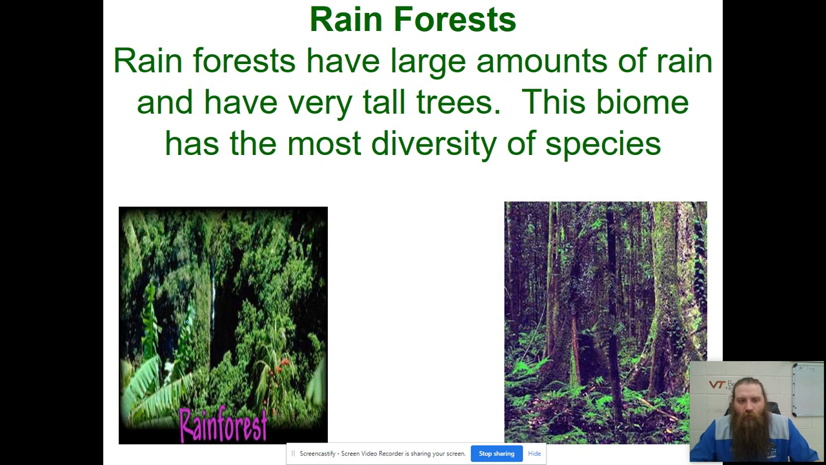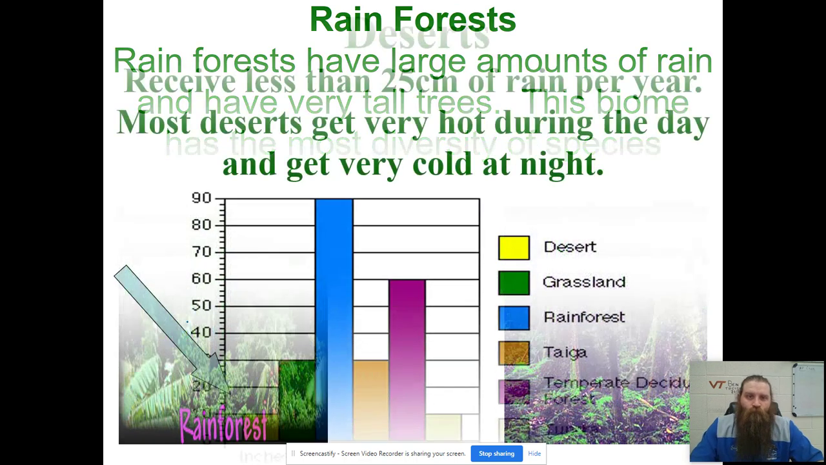There are a couple that we want to point out a few specifics about. The first one is the rainforest. A rainforest has a tremendous amount of rain. That's why it's called the rainforest. They typically have really tall trees. One of the hallmarks of a rainforest is that the diversity of species is much greater than anywhere else. We find a lot of the species on Earth concentrated in these rather small regions compared to the Earth's volume as a whole.